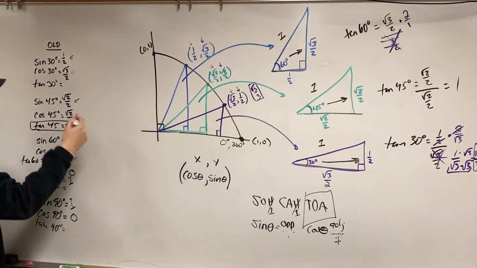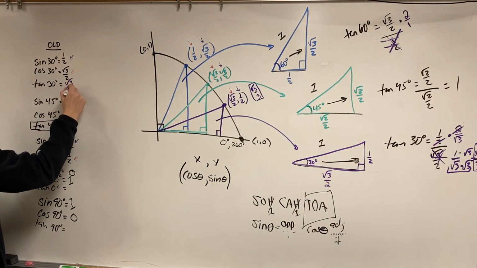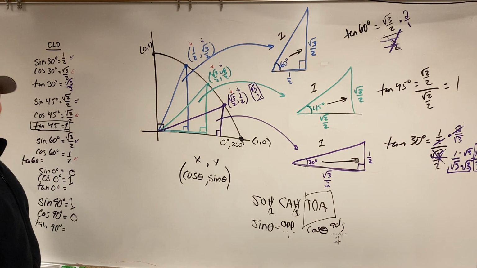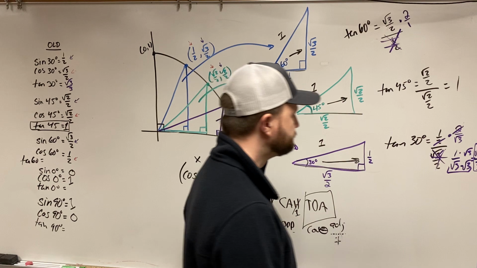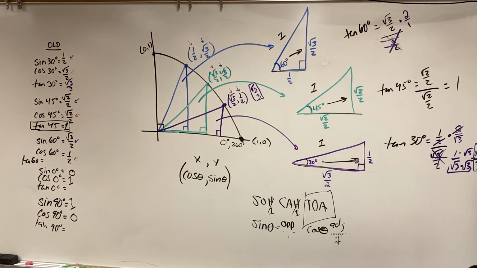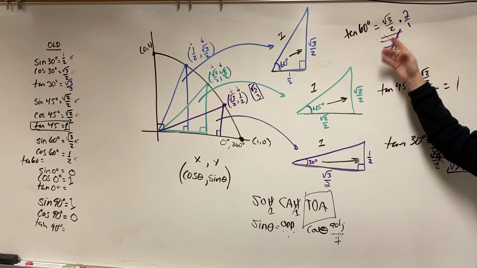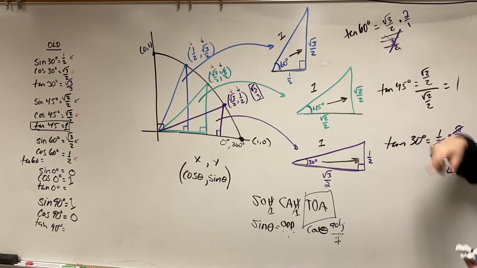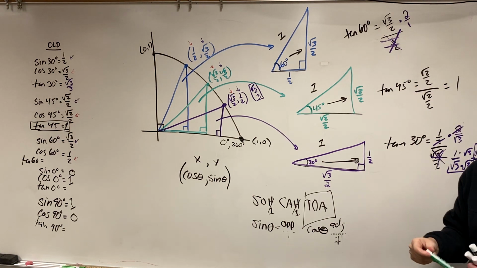Did you remember? It's awesome if you did. If you remember that because you memorized them legitimately, boom, you got it. It's root 3 over 3 for sure. Then over here at 60, instead of dividing by 1/2, we're multiplying by 2. Oh, this one's easier, thank goodness.